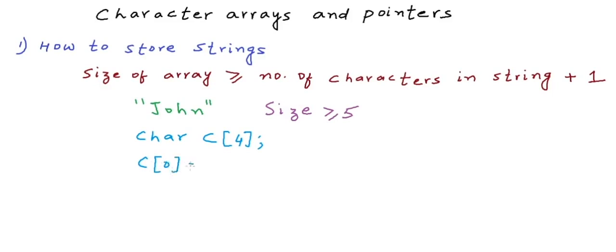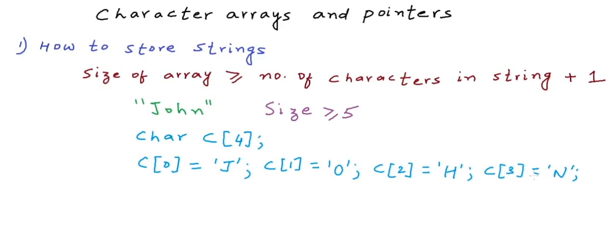J will go at the 0th index, O will go at the 1st index, H and N will go at the 2nd and 3rd index respectively. So I'm storing all the data, isn't it? Let's try to understand it this way. Let's say we have a character array of size 8.